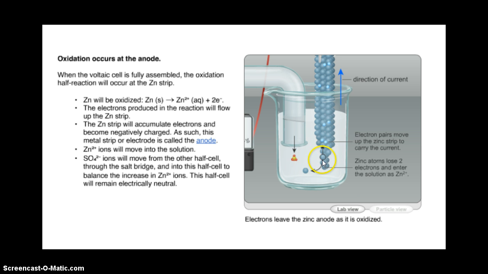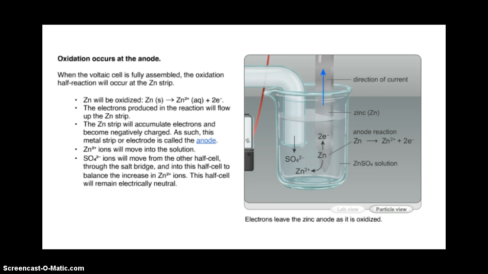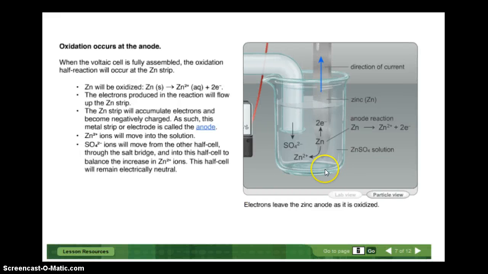So if we look at our picture of our zinc, the sulfate's coming down, electron pairs move up the zinc strip to carry the current, zinc atoms lose 2 electrons, again they went up, and enter the solution as zinc 2+. All right, so again, just copy paste this into the notes. If you feel like you really get this and you can kind of streamline your notes, that's great, go for it.